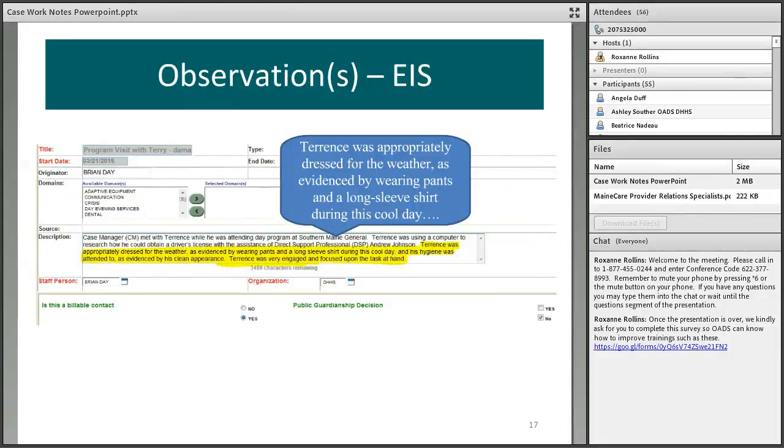For EIS, you'll see that the case manager met with Terry while he was at program using a computer, and then you've got he was appropriately dressed for the weather, as evidenced by wearing his pants and a long sleeve shirt. So you've explained how he's dressed appropriately, and his hygiene was attended to. So these are all facts. This is what you observed when you went to visit Terry.